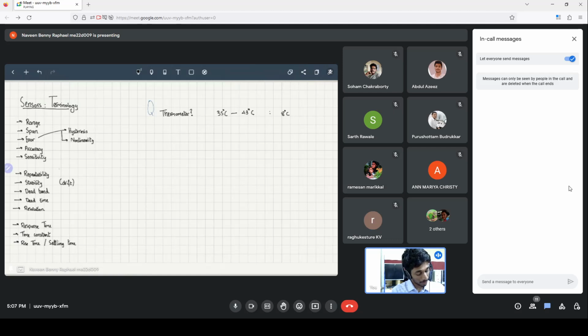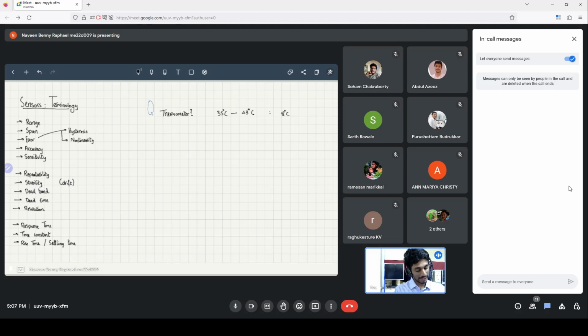The definitions of repeatability and stability should be fairly intuitive. Repeatability is essentially how often you can get the same value from the same input. Thermometers are supposed to be quite repeatable. Stability is, given a steady input, do you get a steady output?